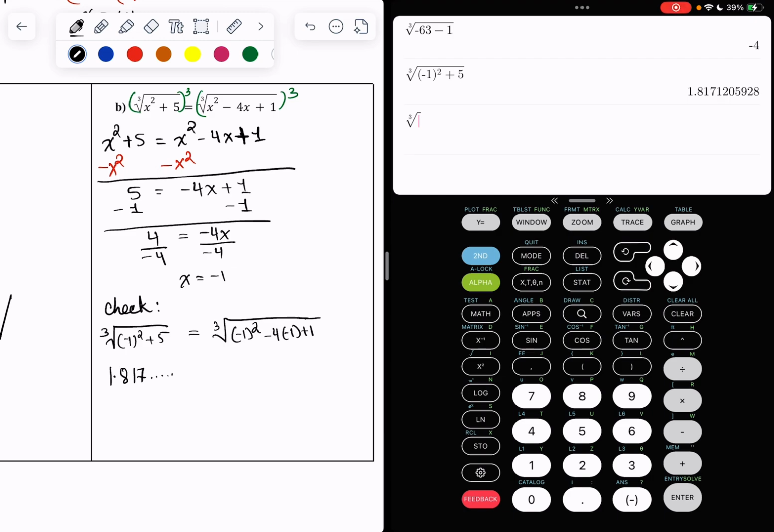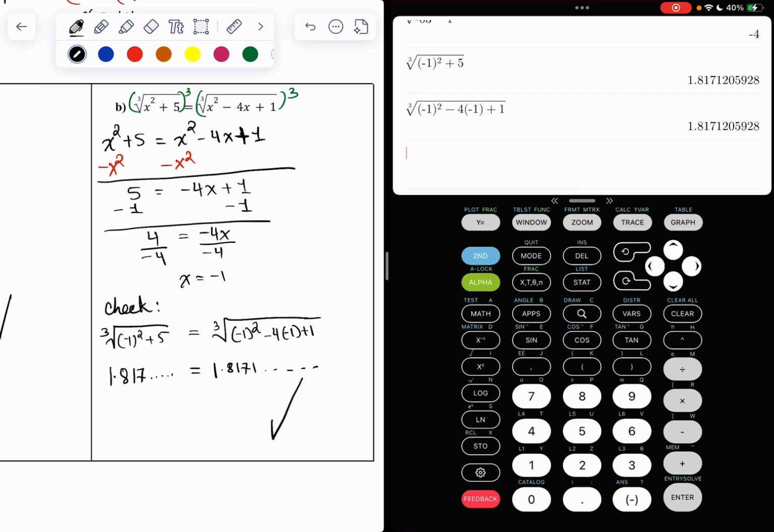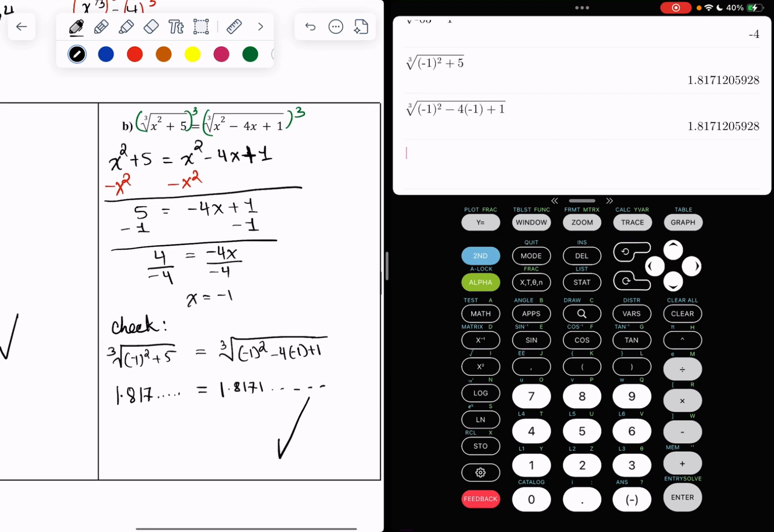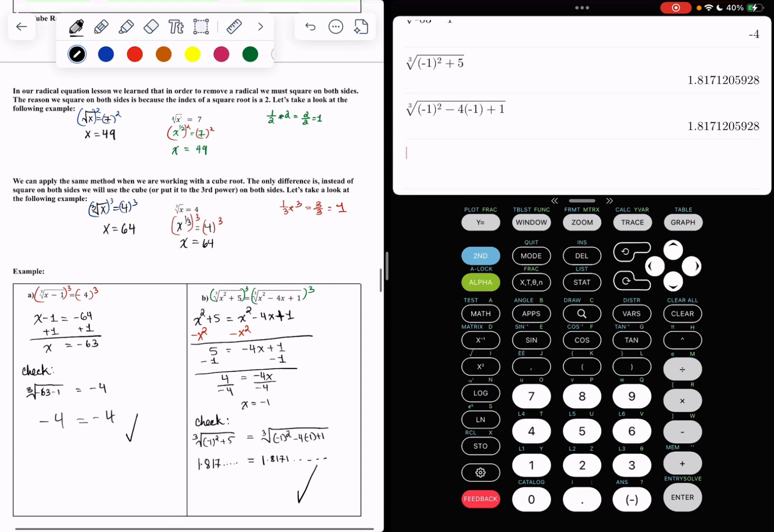Press math, 4, and then we have negative 1 squared, and then minus 4 times negative 1, and then plus 1, which is also equal to 1.8171 and so on. Okay, great. So the check worked out, no extraneous root. All right, make sure you jot down all the notes, and if you have any questions, you could bring them to class.